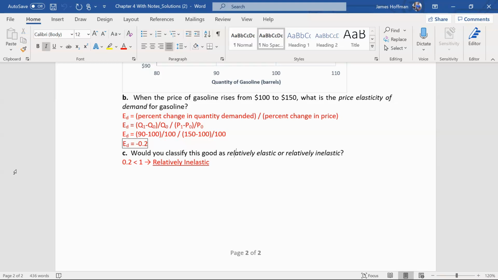And then part C, would you classify this here as relatively elastic or relatively inelastic? So obviously, if you take the absolute value of negative 0.2, that is much less than 1, showing that demand didn't respond as much as the price change, so demand was less responsive. The coefficient of 0.2 is less than 1, so that's going to be relatively inelastic.